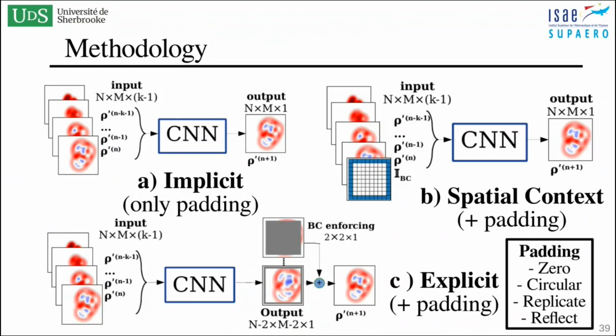Also, you have to remember that in all these cases, we still need to use padding since we are using convolutional neural networks, and we need to keep, as I told you before, the sizes of the features the same, so we need to use some padding. Therefore, in each of these cases, we have studied the influence of this padding, in this case the zero padding, circular, which is the same as periodic, replicate, or reflection padding.